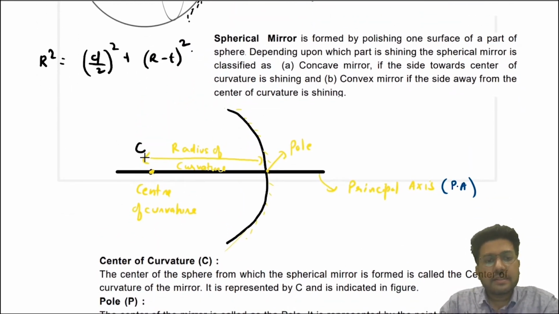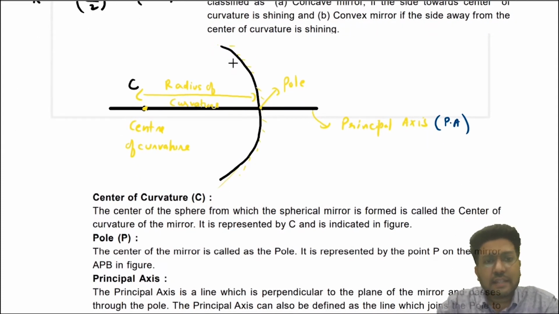Then there is a pole. The center of the mirror is called the pole, right? It is represented by P on the mirror. Then the line joining the center of curvature and the pole is called the principal axis. I'll represent it in short form as PA.